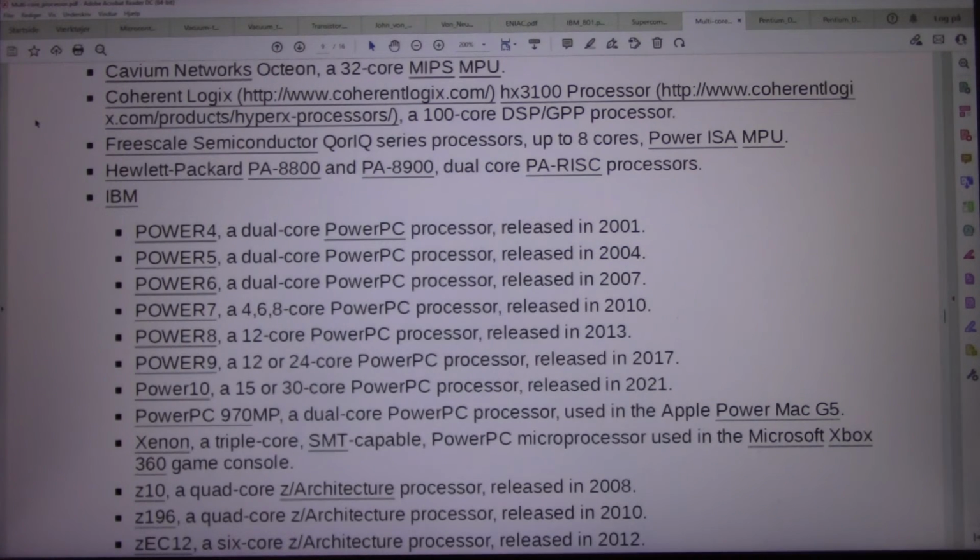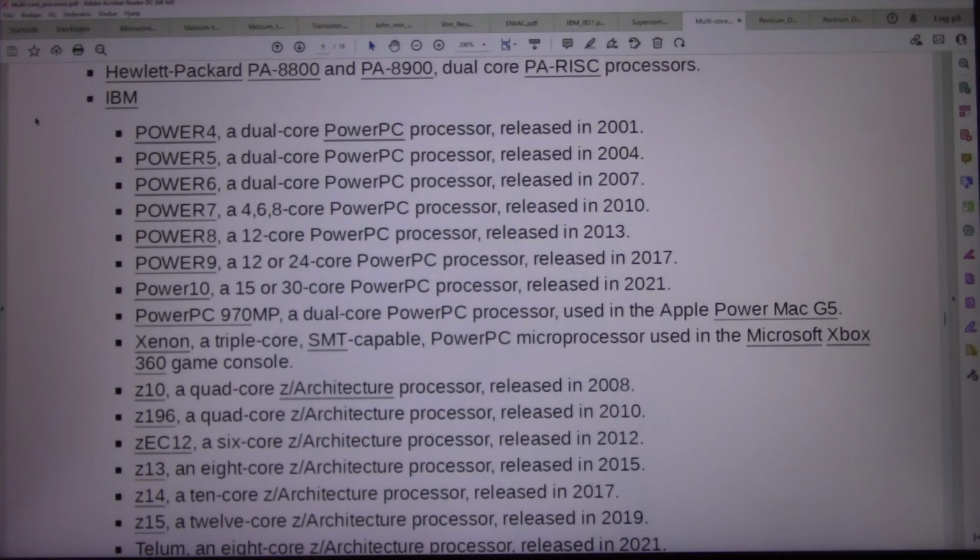IBM POWER4, a dual-core PowerPC processor, released in 2001. POWER5, a dual-core PowerPC processor, released in 2004. POWER6, a dual-core PowerPC processor, released in 2007. POWER7, a 4, 6, or 8-core PowerPC processor, released in 2010. POWER8, a 12-core PowerPC processor, released in 2013. POWER9, a 12 or 24-core PowerPC processor, released in 2017. POWER10, a 15 or 30-core PowerPC processor, released in 2021.